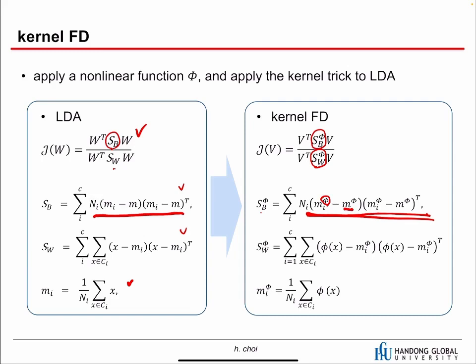Okay, likewise, look at this one. Instead of x here, we have phi of x. Instead of m sub i, we have m sub i phi. Okay, and m sub i is replaced by m sub i phi like this. So if we have a nonlinear function phi, then kernel FD will be defined in this way. Good. But again, we don't have a nonlinear function, so instead we have to reformulate this kernel FD based on inner product, and then we will replace that inner product with a kernel.